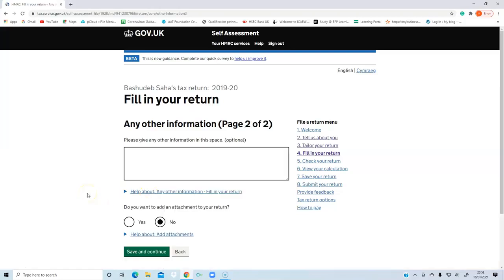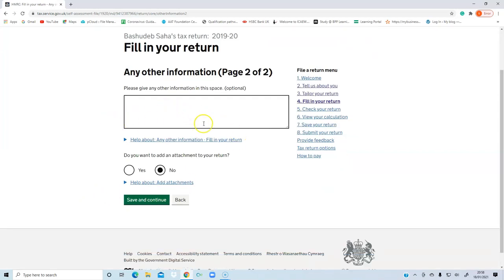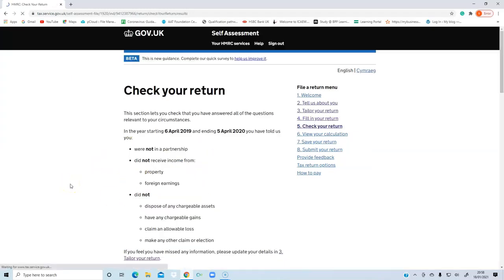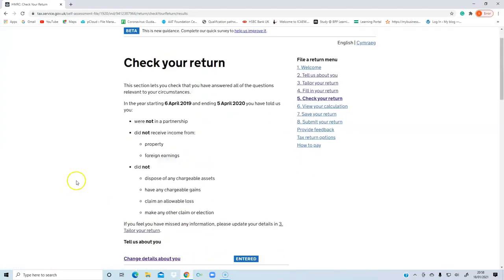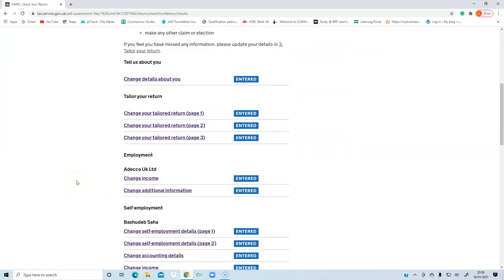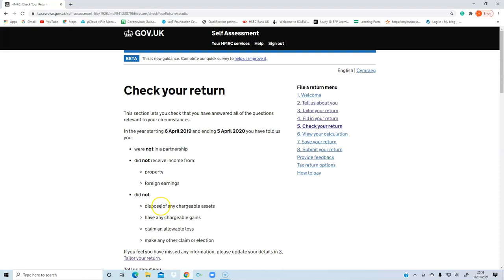Then we move to the next section. On the next section, we have a blank page again. You can write it down if you need to, but you don't have to, it's optional. Do you want to add any attachment? You can attach any file if you think that is relevant to your income and expense. Then we can see the detail. So after that, I will see the summary.